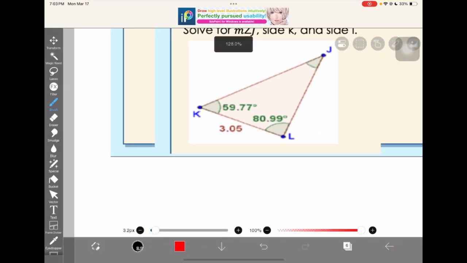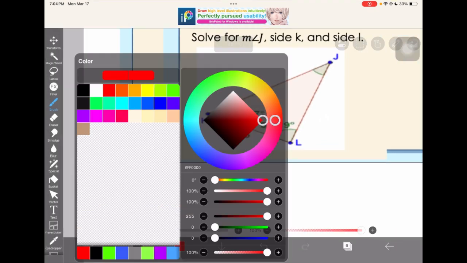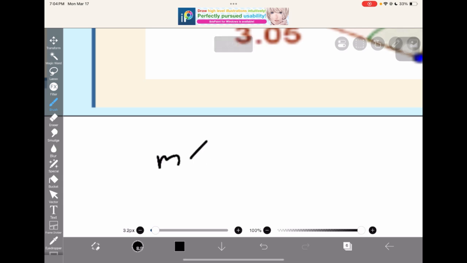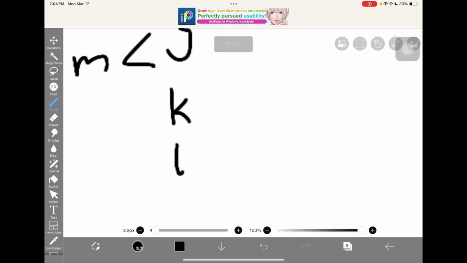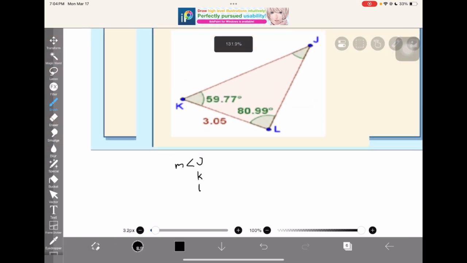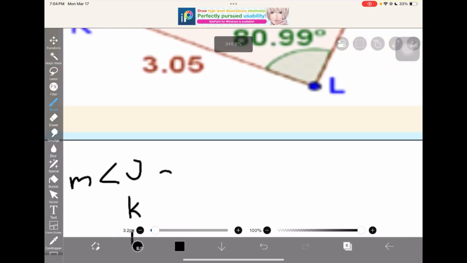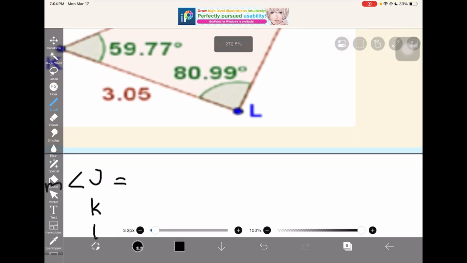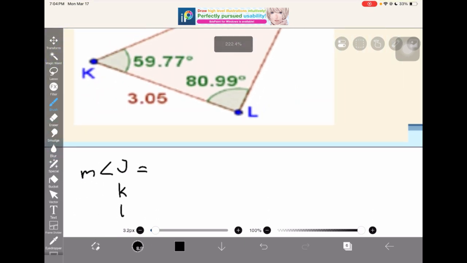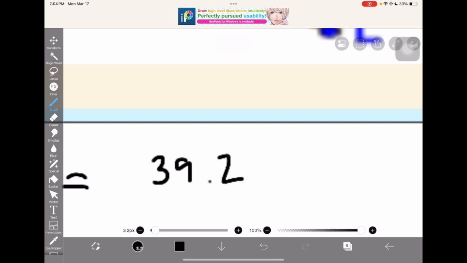Sorry. Anyway, first and foremost, we need to find the measure of angle J. We got side K and side L. Let's do this. So once again, let's apply the property of triangle. 59.77 plus 80.99 is equal to 140.76. I'm not gonna write that down because I think you get the gist of it. And by subtracting that from 180, we get 39.24.